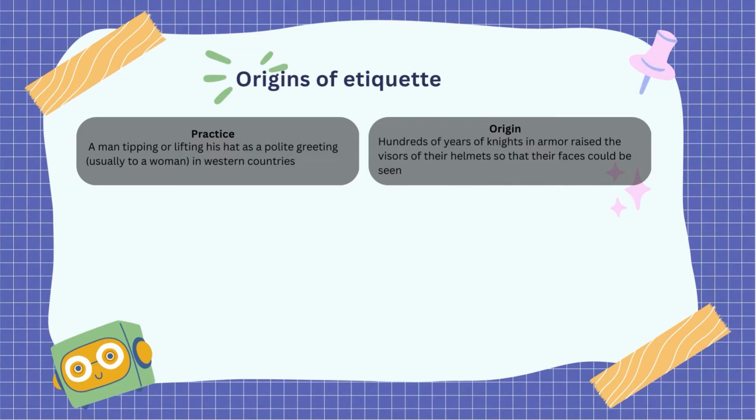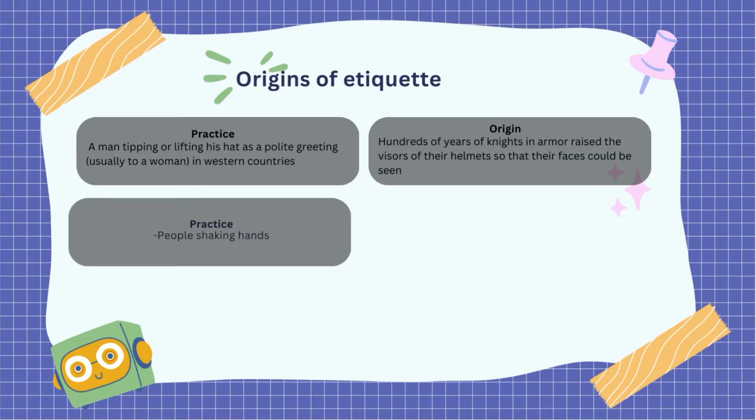Hundreds of years ago, knights in armor raised the visors of their helmets so that their faces could be seen. So this is the origin of one etiquette. We'll look at the origin now, and let's look at the practice that we follow today: a man tipping or lifting his hat as a polite greeting, usually to a woman. Especially this happens in Western countries, right?